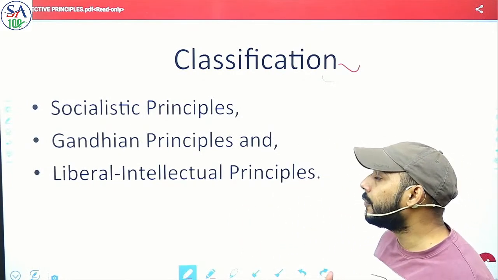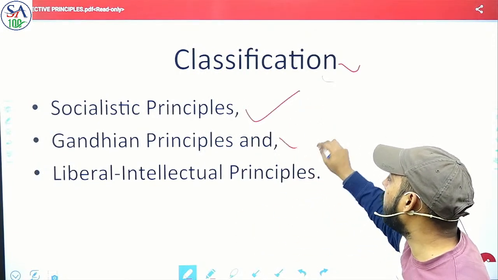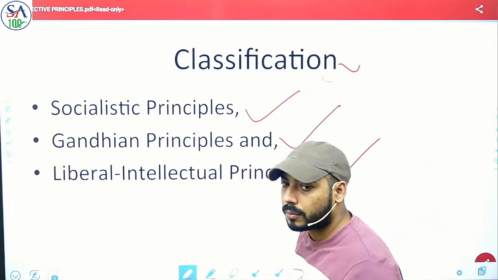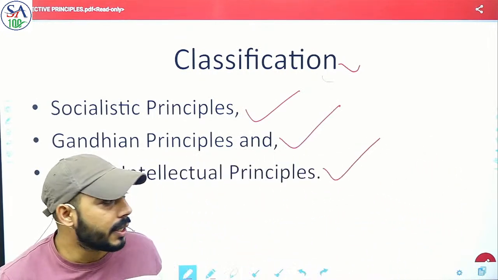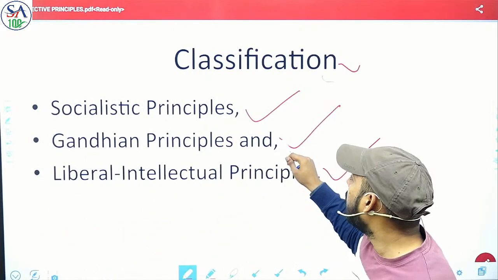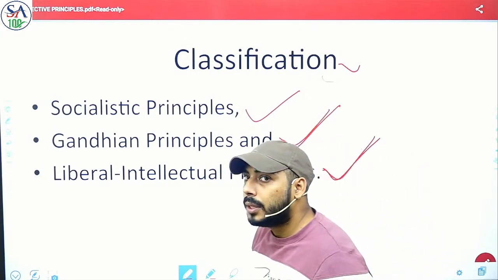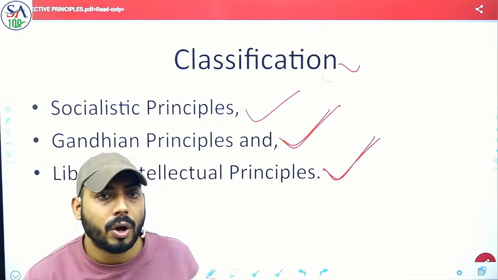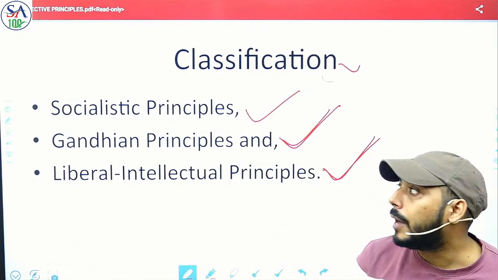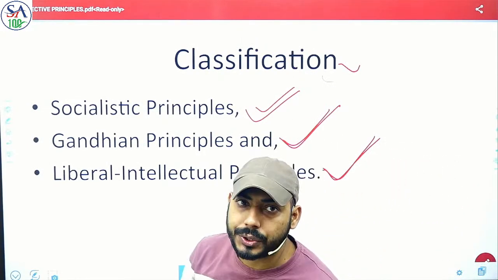So what does this classification include? Socialist principles, Gandhian principles, and liberal intellectual principles. These 3 are the main categories of the classification of the DPSP, and we will study them one by one. We are going to start with the socialist principles.